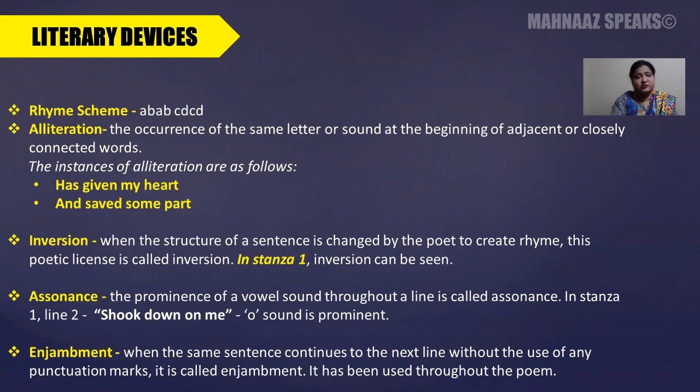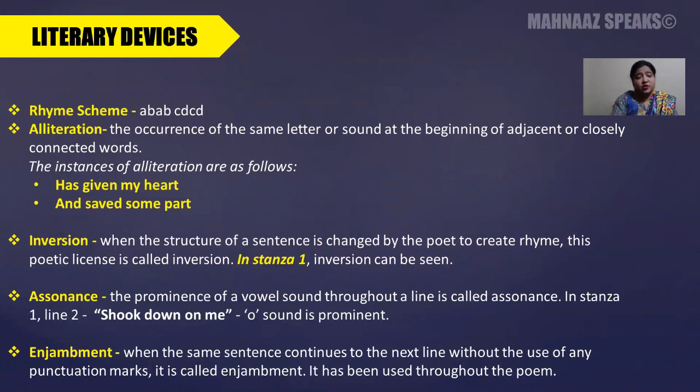Alliteration: the occurrence of the same letter or sound at the beginning of adjacent or closely connected words. The instances of alliteration are as follows: has given my heart, and saved some part. When the structure of a sentence is changed by the poet to create rhyme, this poetic license is called inversion. In stanza 1, inversion can be seen.